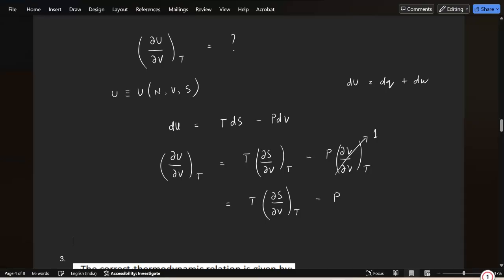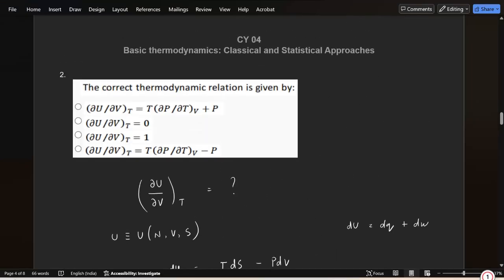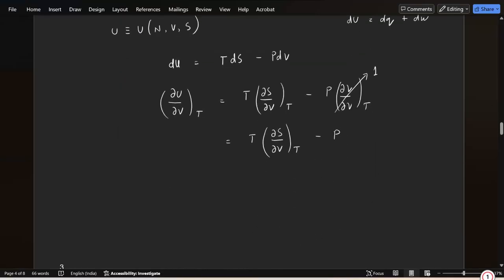So this is what we have, but we need this part, dS by dV, as something that is measurable. So we need to check the Maxwell relations. We need S, V and T, so basically it is this. I'll keep this as 1.